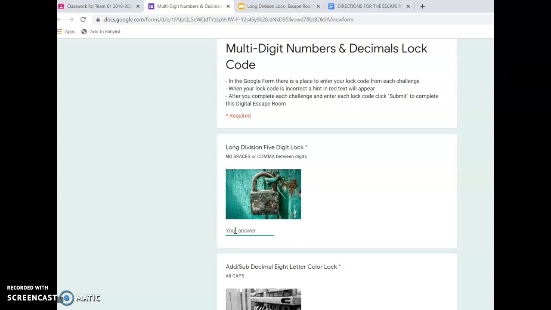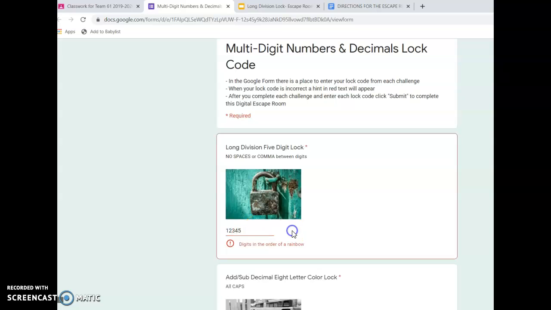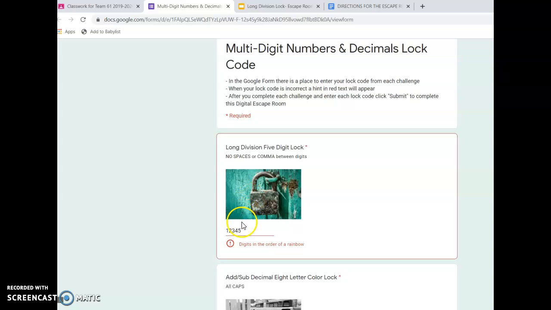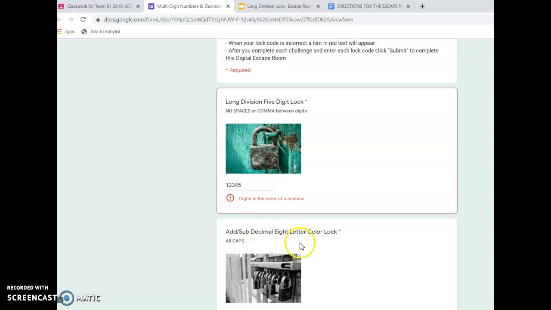So let's pretend we thought our 5 digits were 1, 2, 3, 4, 5. If this is correct, when you click off of it, it would stay green. But since it is incorrect, it turns red, and it will give an exclamation point with a hint. So digits in the order of the rainbow. So these numbers might be correct, but it's telling me I need to rearrange them according to the color of the rainbow. Again, that means we'd have to pay attention to the colors of the boxes they were in. So if I got this correct, it would stay green, and then I would need to move on to the next challenge, our add and subtract decimal challenge.